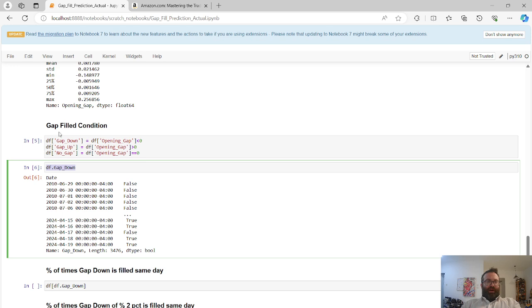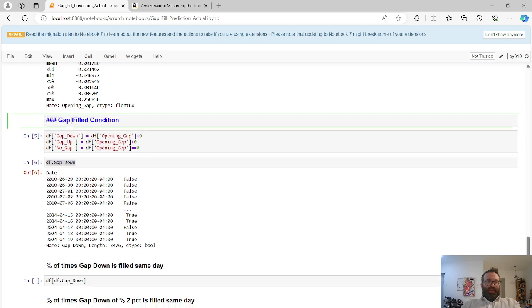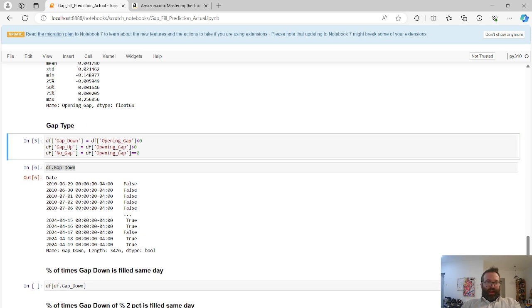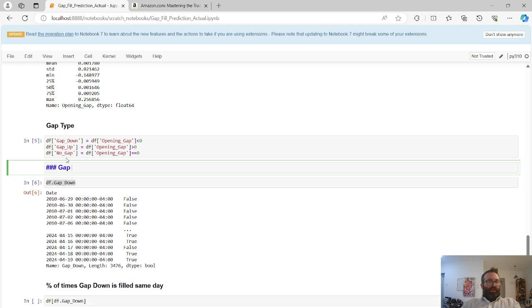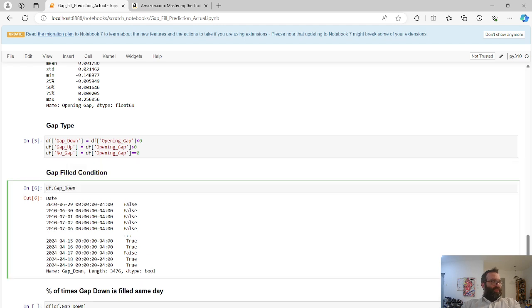Okay, gap. This is the gap condition. I'll call this gap type. It could be gap down, gap up, or no gap. And then let's do a new cell, and we'll call it gap filled condition. And so what does it mean for a gap to be filled? So for up gap, it means that you're above yesterday's close. So you need the low of the day to be below yesterday's close. Okay, so let's do that condition.